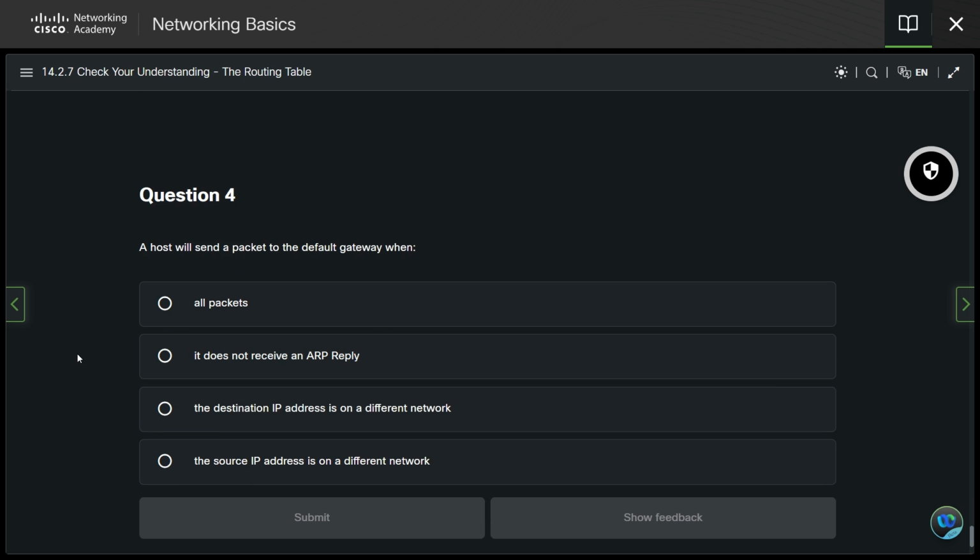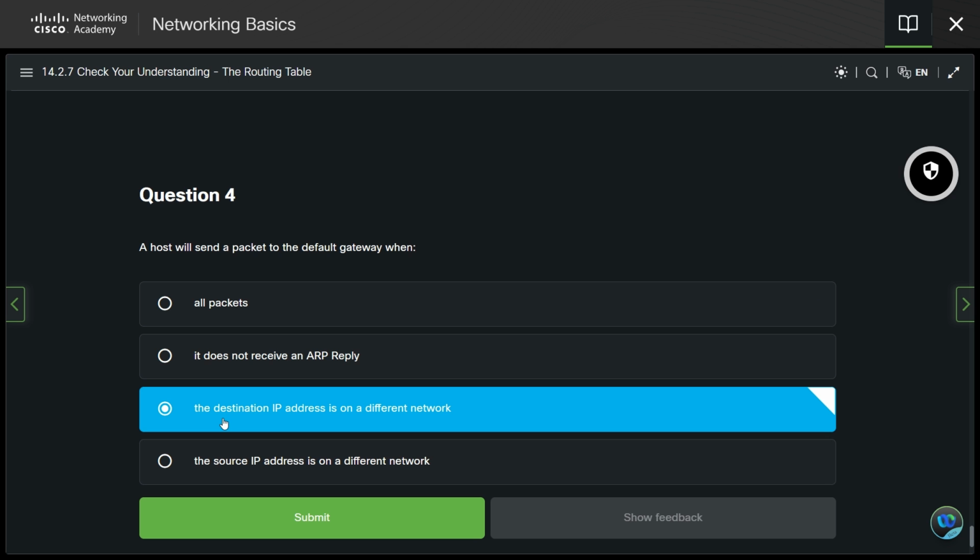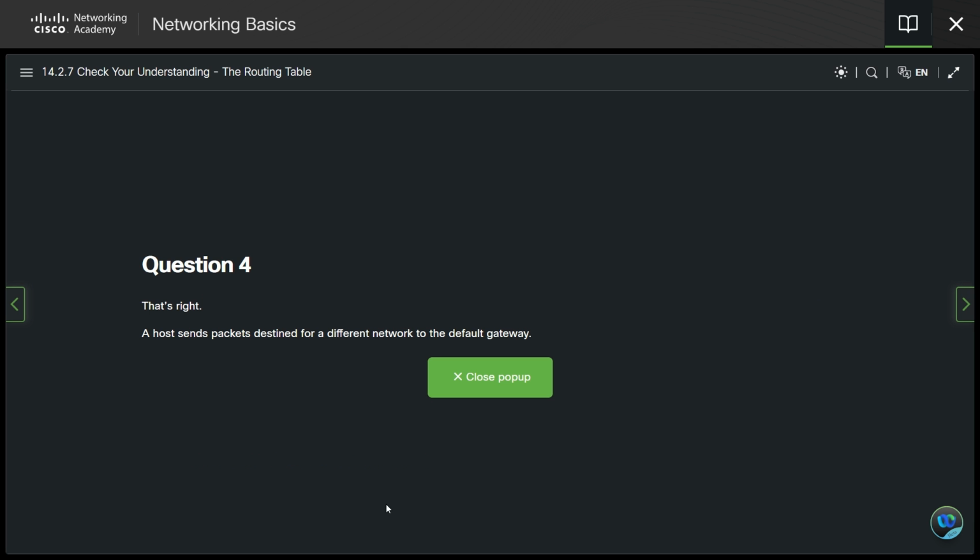Question 4. A host will send a packet to the default gateway when it does not receive an ARP reply, or the destination IP address is on a different network. The destination IP address is on a different network. That's right. A host sends packets destined for a different network to the default gateway.